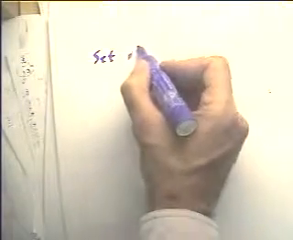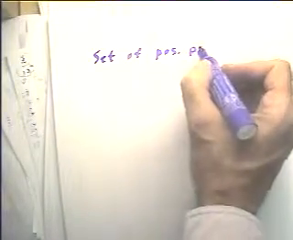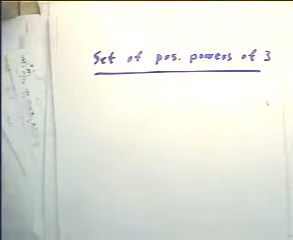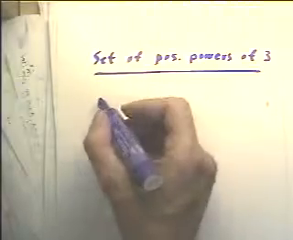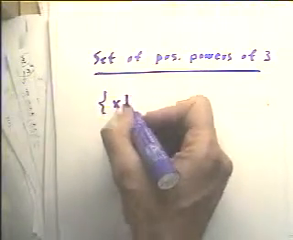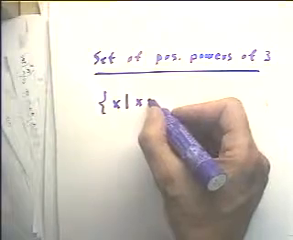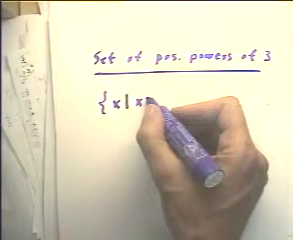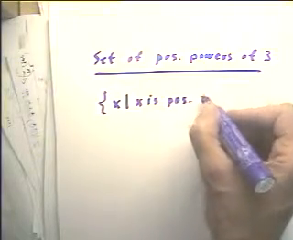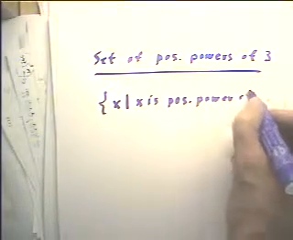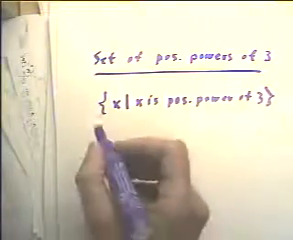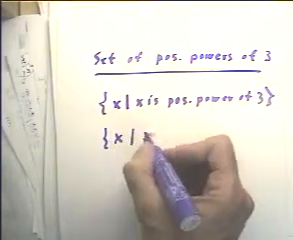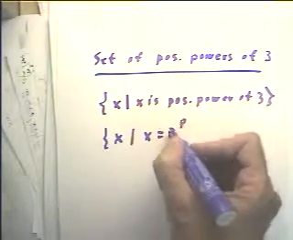Okay, now what is the set of positive powers of 3? Let's list the elements of the set, maybe write this set out in a couple of ways. Well, actually, first, let's just say we could write this as x such that x is a positive power of 3. We could write the set that x such that x equals, what do we mean by positive power of 3?